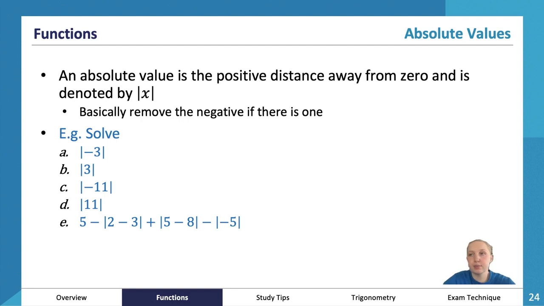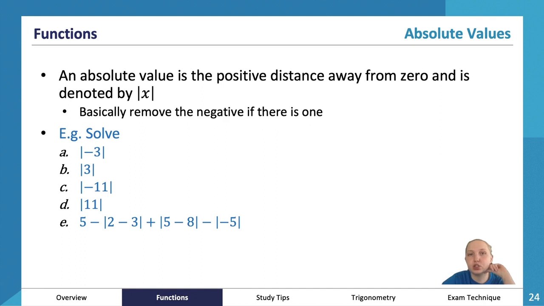So next we're just going to have a bit of a look at absolute values. So you may know absolute values, but you might not know what the graph of an absolute value looks like. But essentially the absolute value is just the positive distance away from 0, denoted by these straight lines with x or whatever number in the middle. Essentially, you're just removing the negatives if they're there.